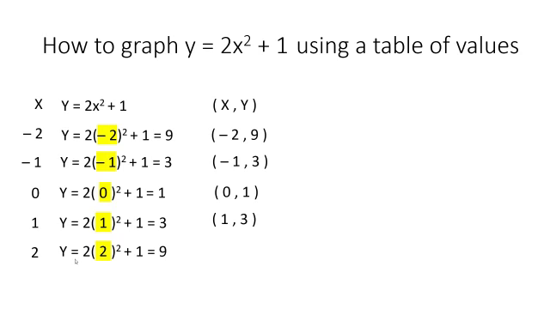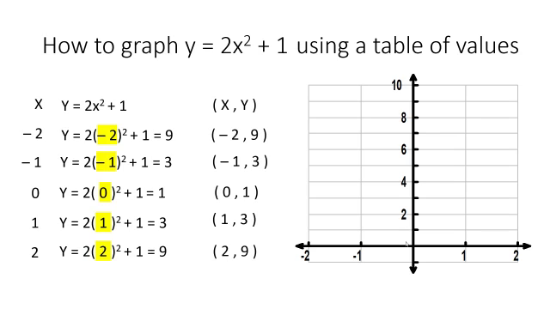So when x is 2, y equals 2 times the quantity of 2 squared plus 1. Again, with the calculator you get 9, or with BEDMAS you have 2 squared, which is 4, times 2 is 8, plus 1 is 9. And therefore the point is 2 comma 9.